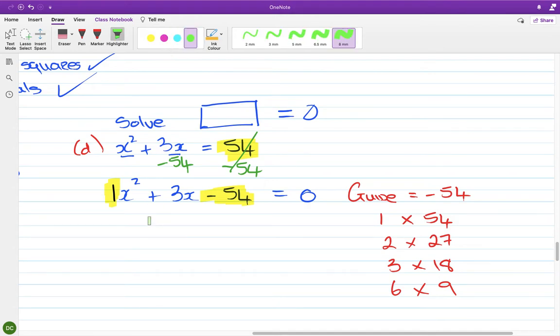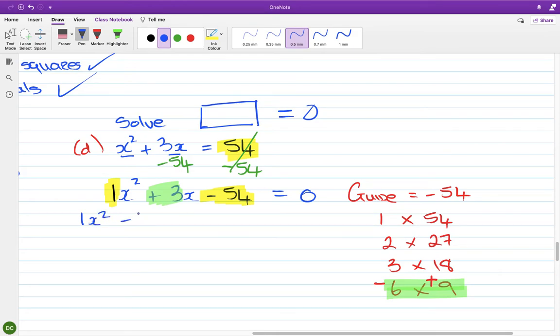We are looking for a plus 3. So which one of those is going to give me a 3? I think the last one's the only one that's going to give me a 3. I'm looking for a plus 3, which means I'll need a minus 6 and a plus 9. Yeah? So I have 1x squared, split this up, minus 6x plus 9x minus 54 equals 0.